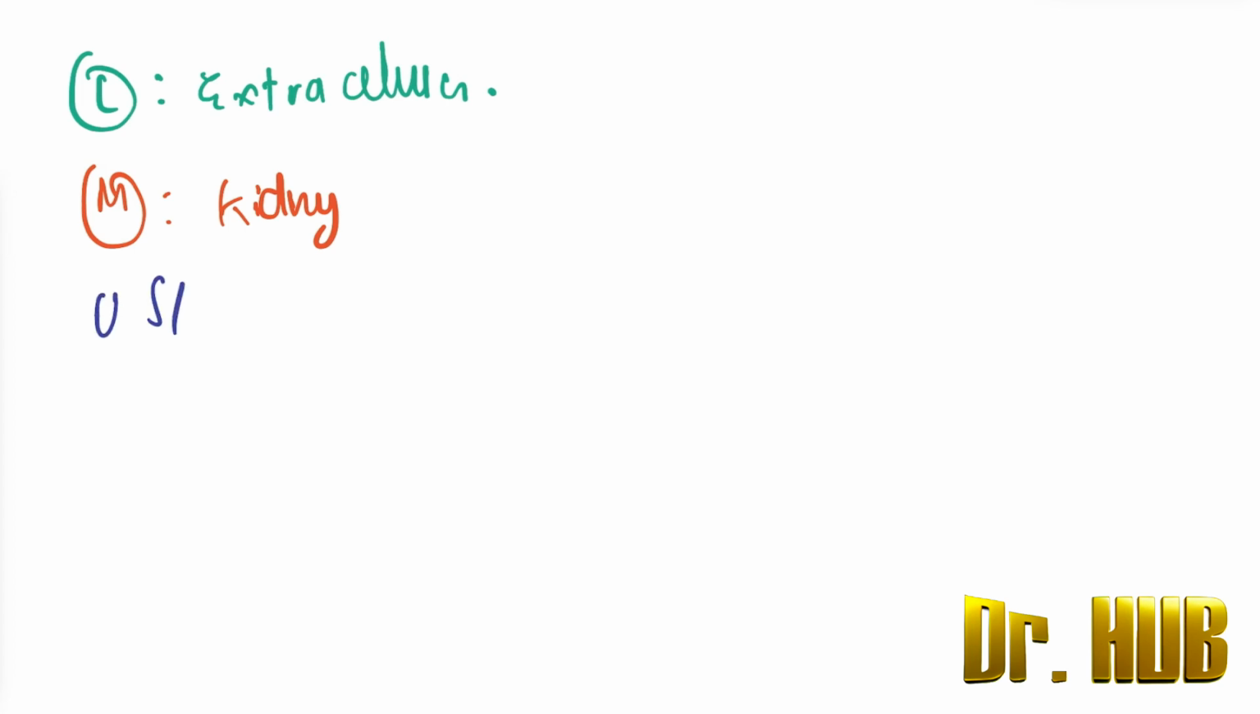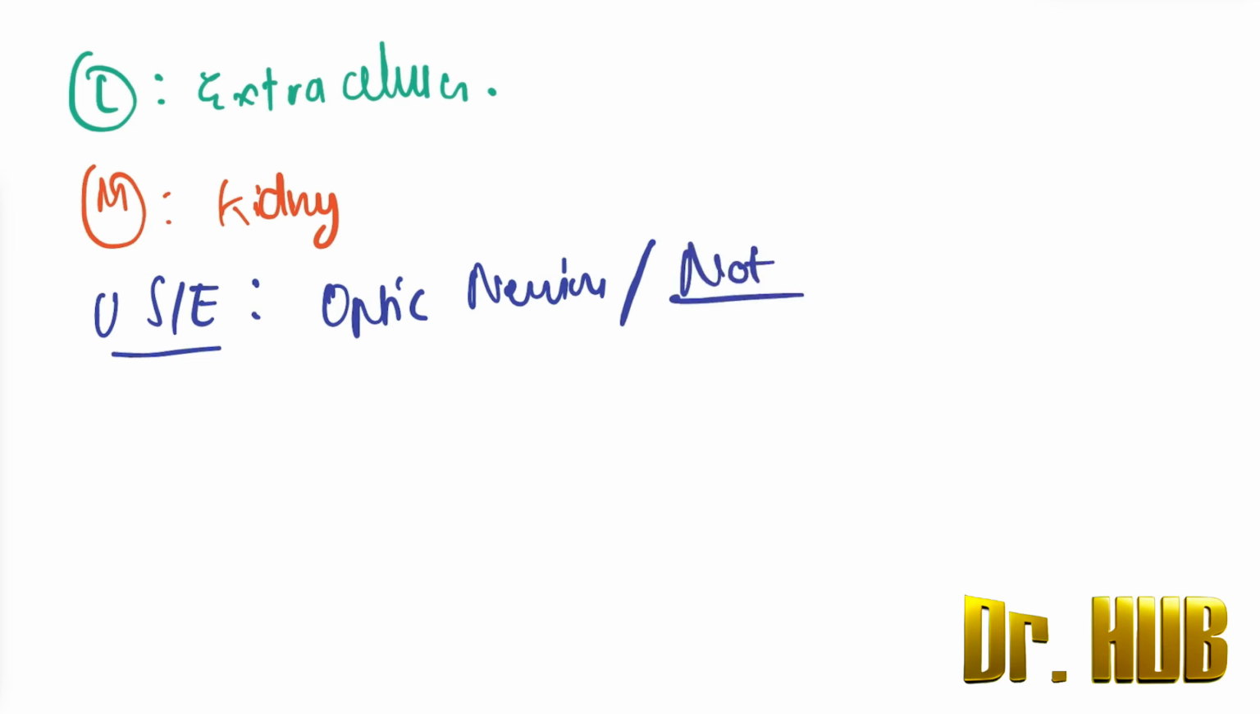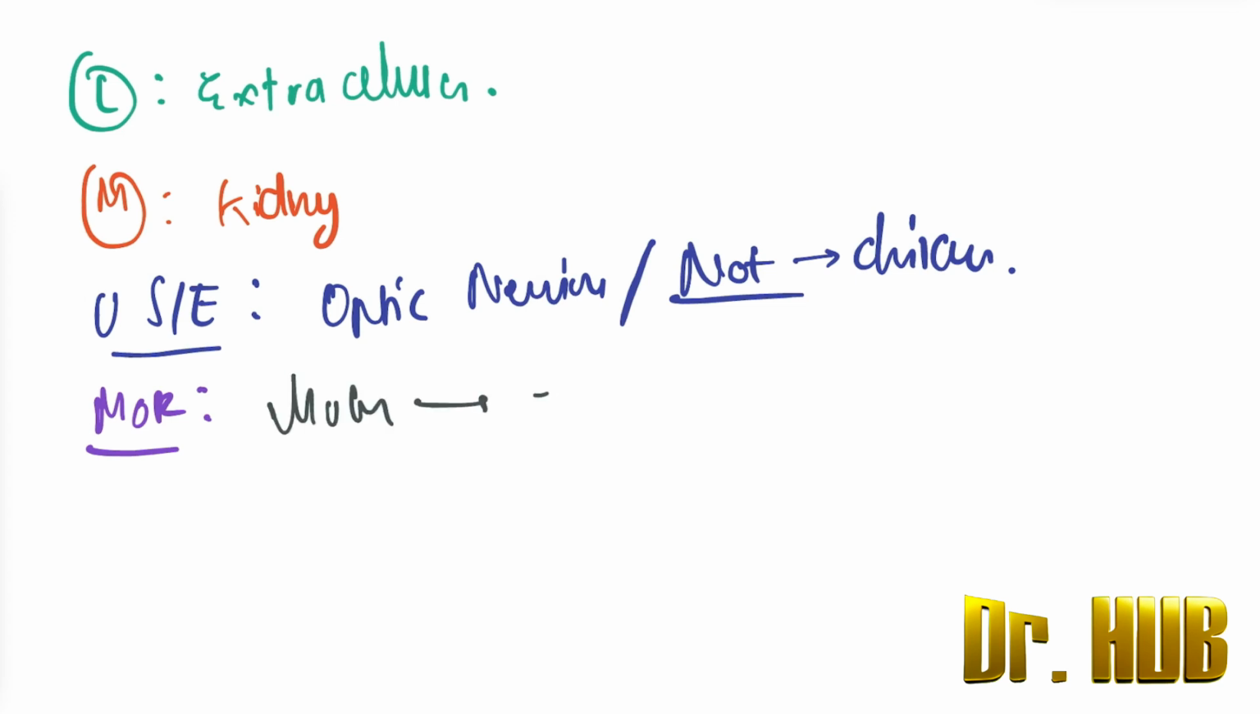What are the unique side effects? They include optic neuritis. An easy way to remember is that ethambutol ends with OL, so it's optic neuritis, and because of this it is not used in children. Next, the mechanism of resistance, the MOR. It is a mutation in the EMB gene.